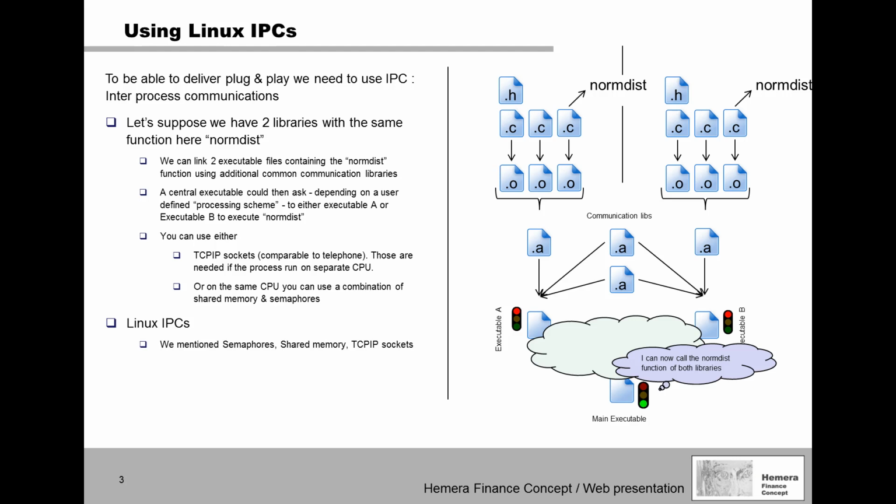Let's now recap the various Linux IPCs. We talked about three inter-process communication techniques: TCPIP sockets, semaphores, and shared memory. Two additional IPCs exist: pipes between a process and its son, and signals that can be exchanged between any kind of process.